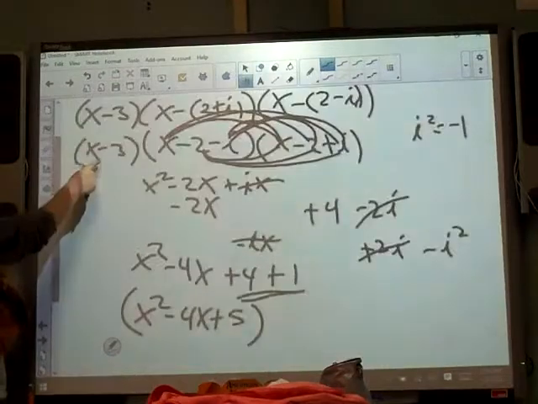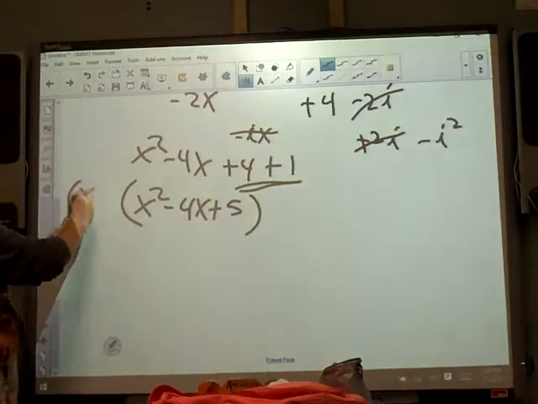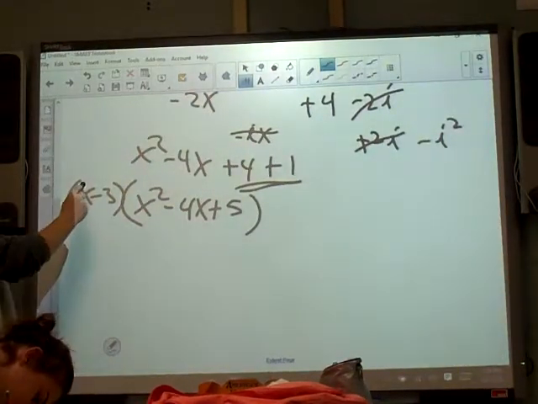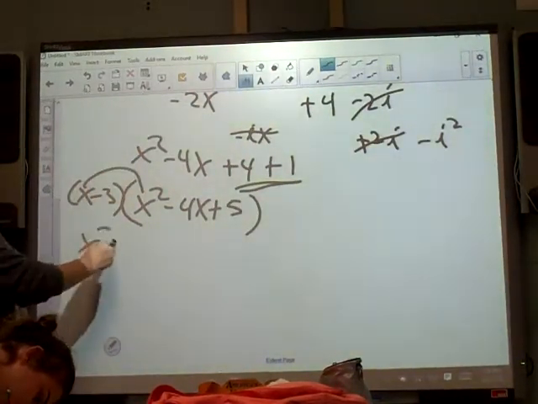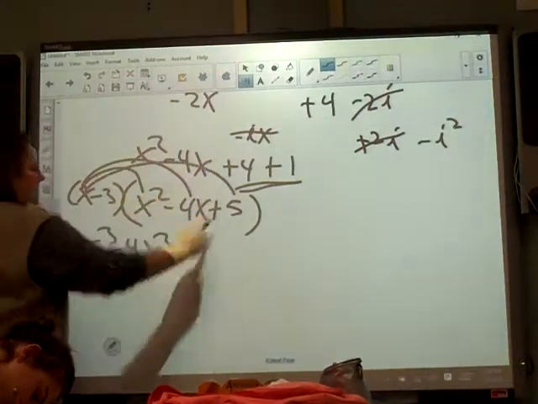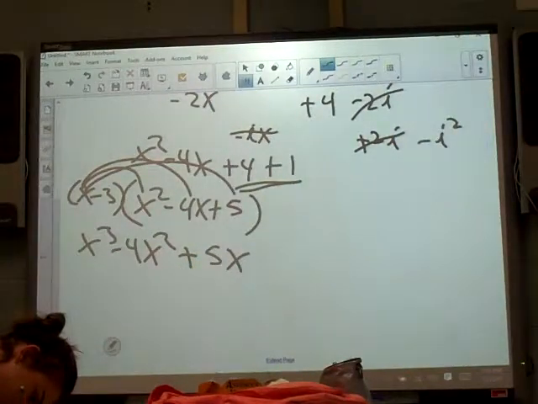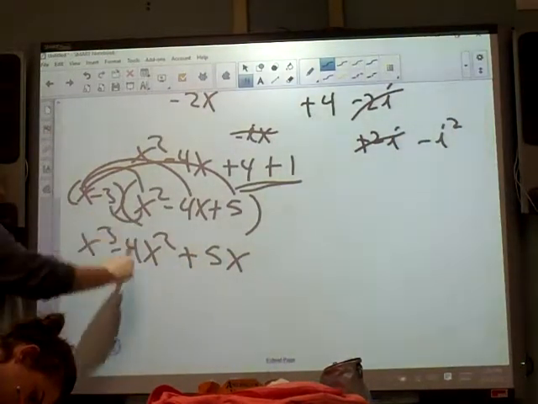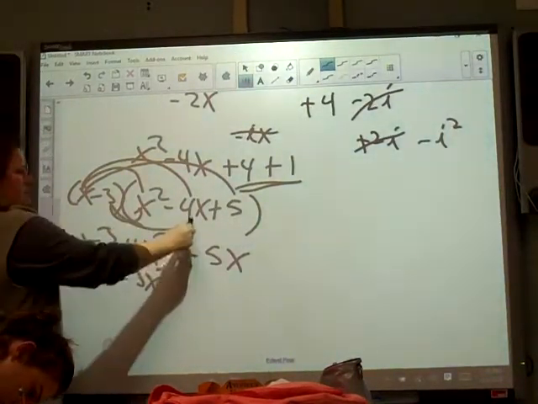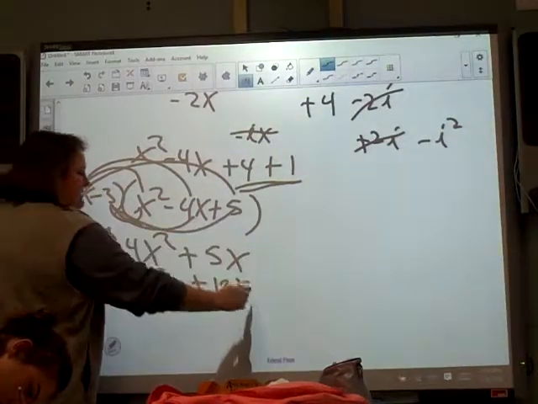No. Look what we hadn't messed with yet. Oh, no. Now I've got to distribute the x minus 3 to that. Ready? x cubed minus 4x squared plus 5x. Done with the x. Hitting the negative 3 now. I'm going to match up like terms. Negative 3x squared plus 12x minus 15.